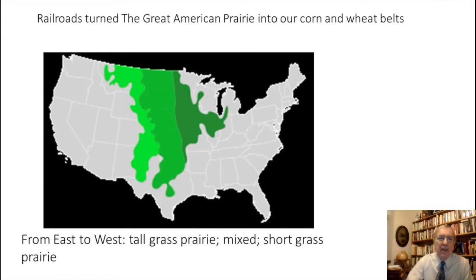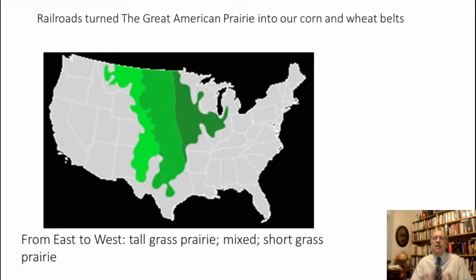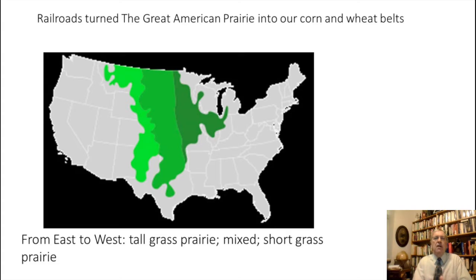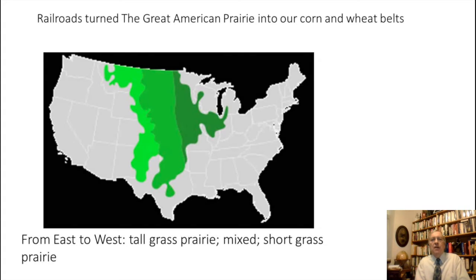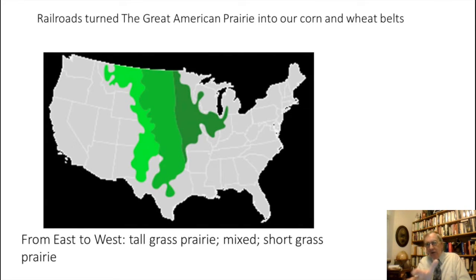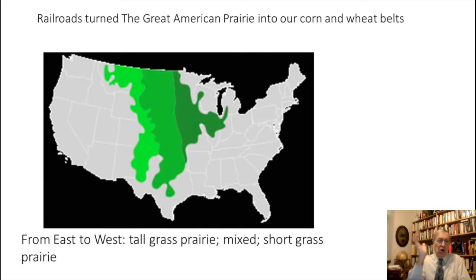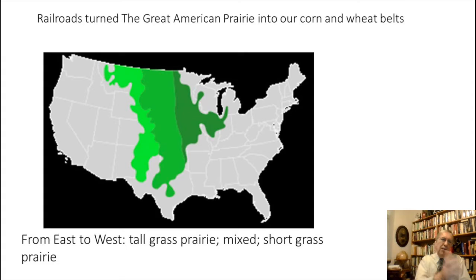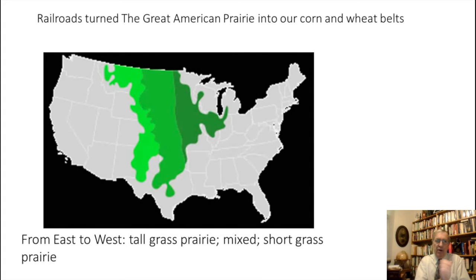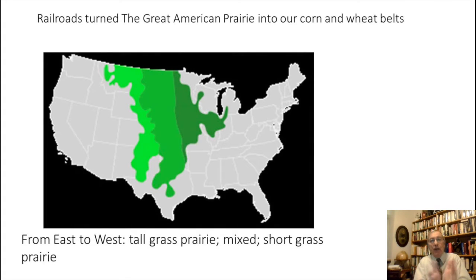So we saw that, and a reminder: as we talk more about agriculture, we'll be looking at worldwide agriculture too, but focusing on the U.S. for now. The tall grass prairie stuck all the way out into Iowa and Illinois and into Indiana somewhat, where the natural grasses were taller than people. And then in the far west, up close to the Rocky Mountains, we had the short grass prairie, and in between we had mixed. Some areas were taller, some areas were shorter.